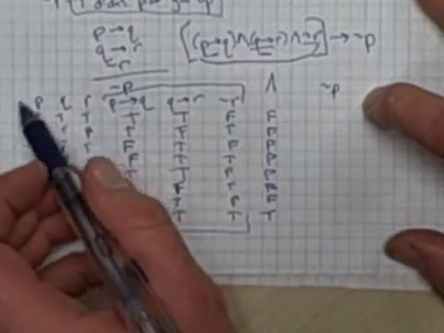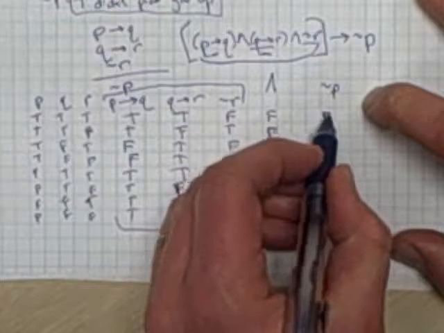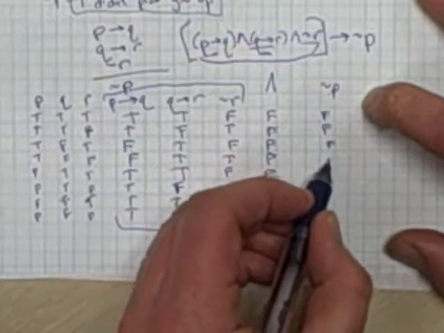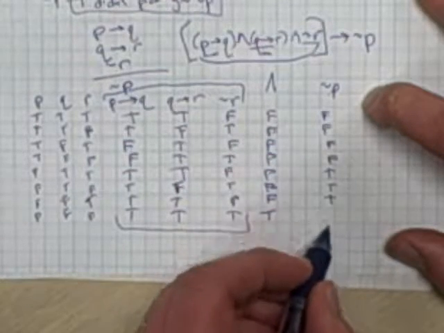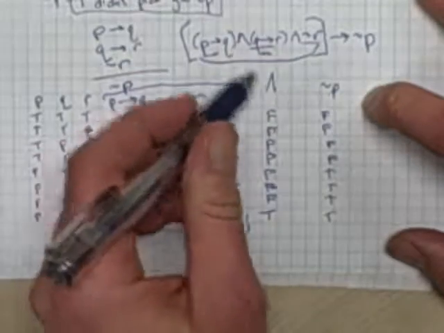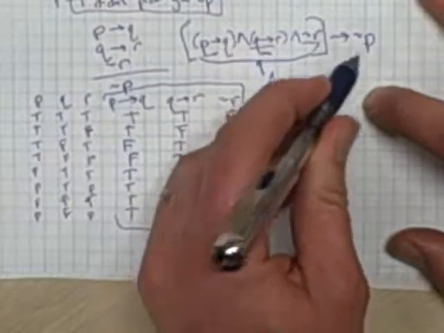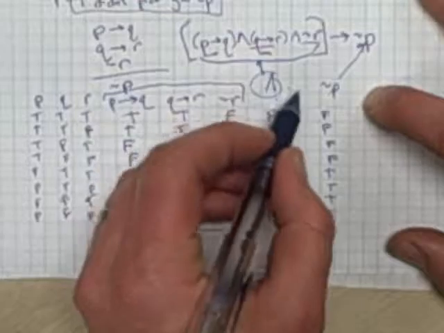It needs to conclude not P. So let me get a not P in here, opposite of P. Remember it was 4 trues, 4 falses, so flip that: false, false, false, false, true, true, true, true. And now, since this represents this part and this represents this part, I want to know, does that imply that? Again, I'm looking for a tautology to see if it's valid or invalid.